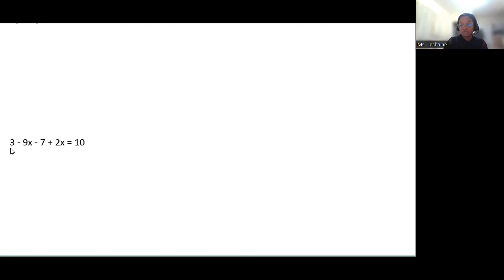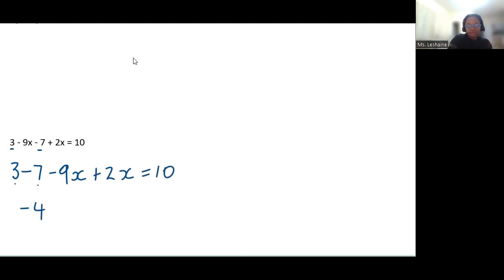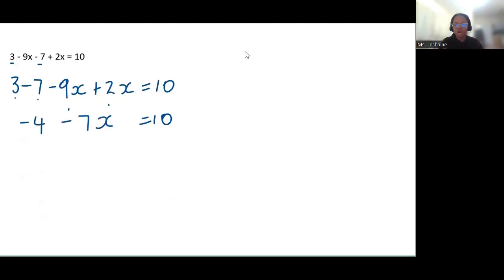So let's put our like terms together. Now remember that like terms have the same variable and power, and all constants are like terms to each other. So 3 and minus 7, they can be beside each other, they're like. Then I have negative 9x plus 2x equals 10. So 3 minus 7 is negative 4. Negative 9 plus 2 is negative 7x, and that's 10. Now I have negative 4 minus 7x is equal to 10.